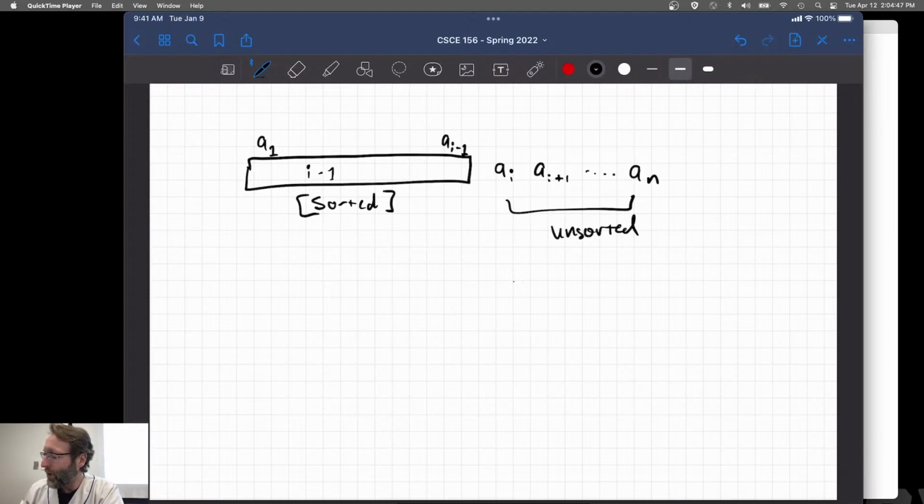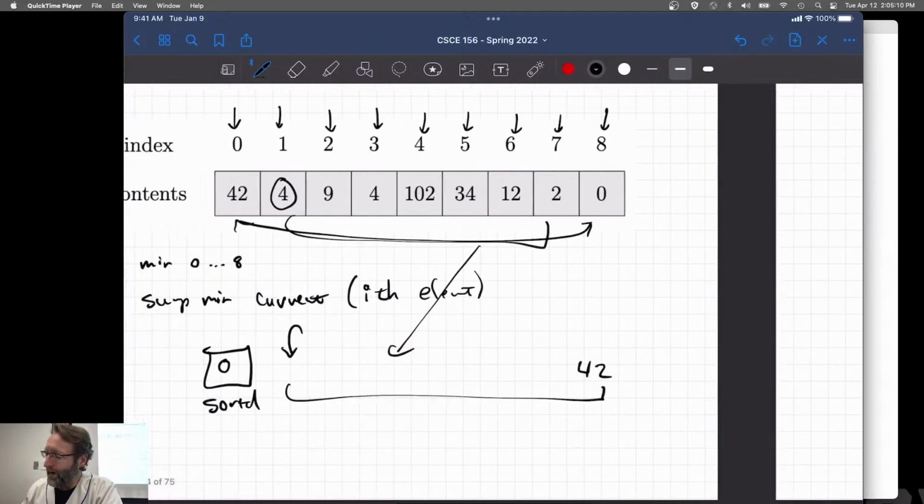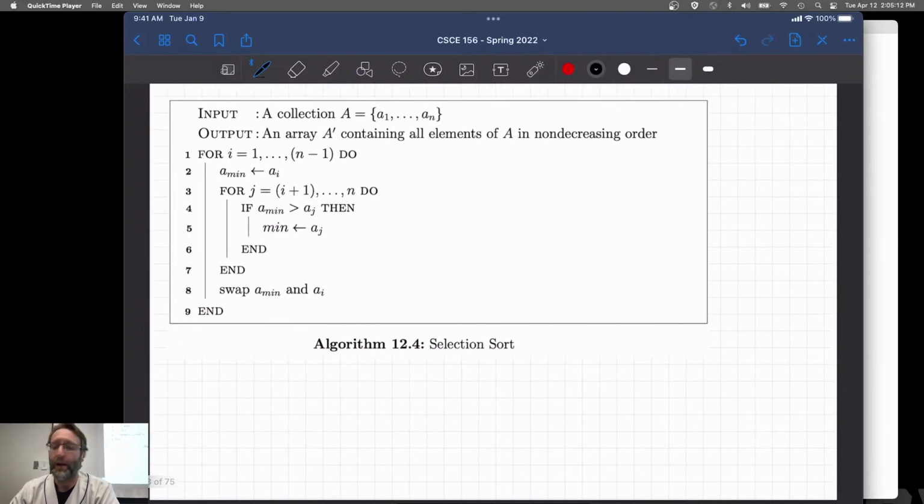So in general, you are finding the minimum, find the min among A sub I through A sub n, and swap it with A sub I. In other words, A sub I and A sub min, whatever that ends up being, we're going to swap those two values. That's the idea. Here's the pseudocode that achieves that idea.